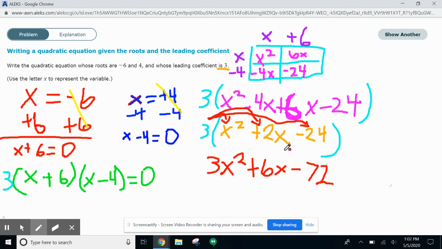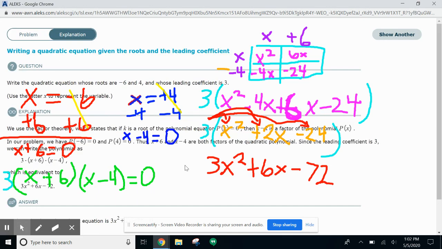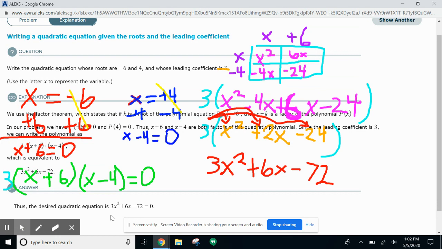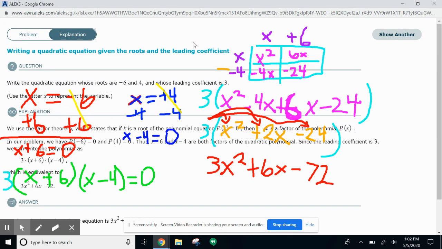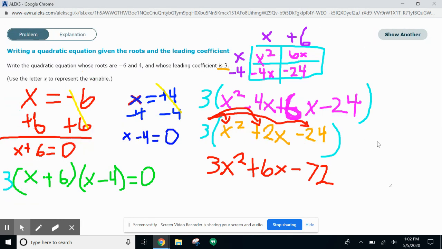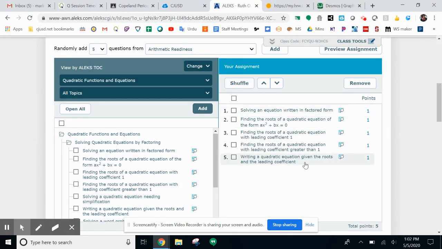Anyway, this is going to be our final answer, and this should be our total factored out. And if I look at the explanation, what do we have down here at the end? 3x squared plus 6x minus 72. So for this problem and for the others, this one is kind of going backwards, but for these other ones, we're looking for those roots.